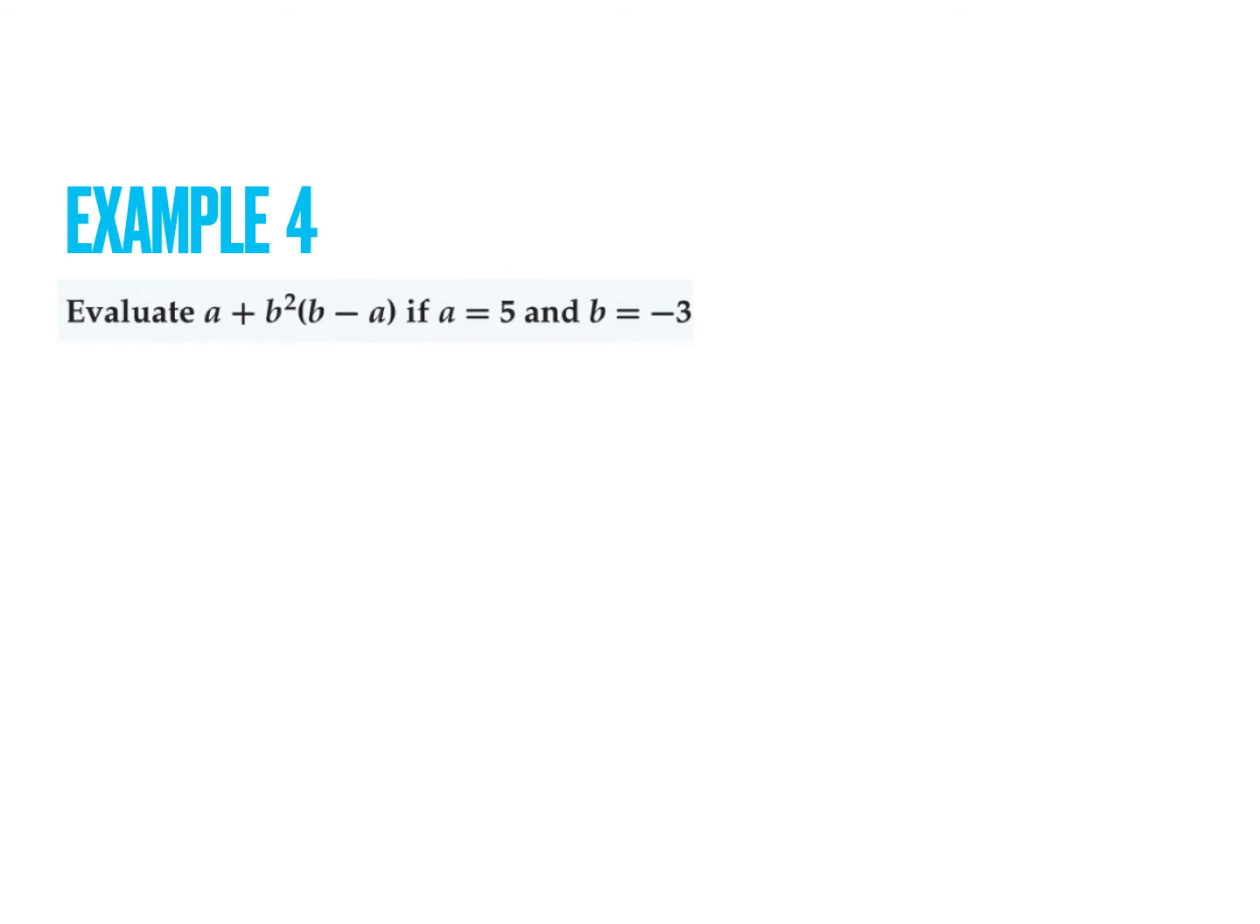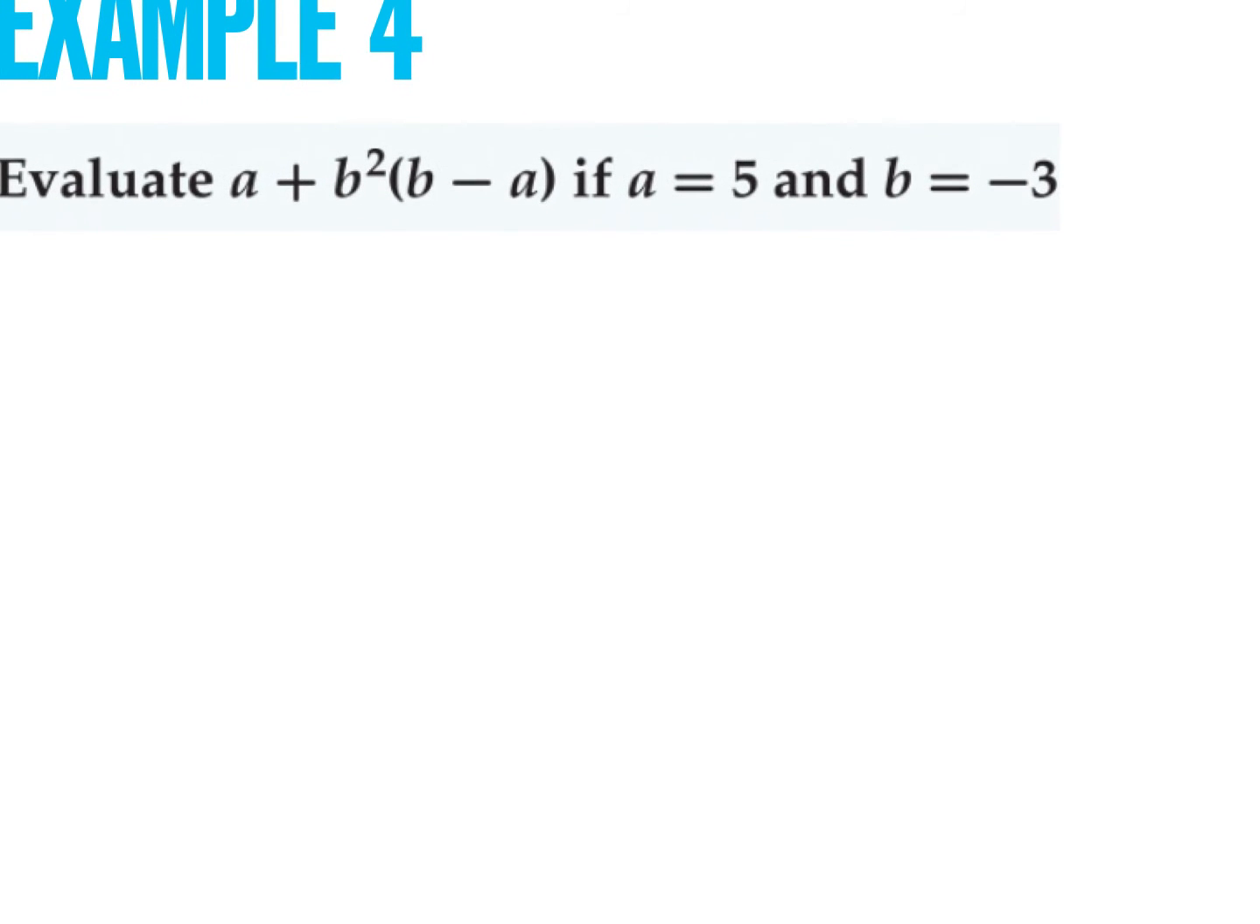Example 4. So first things first, we need to plug in A and B. A is 5 and B is negative 3. So I have 5 plus, since I'm plugging in a negative number, I'm going to put it in parentheses just so I know that I'm plugging in a negative 3 squared times negative 3 minus 5.